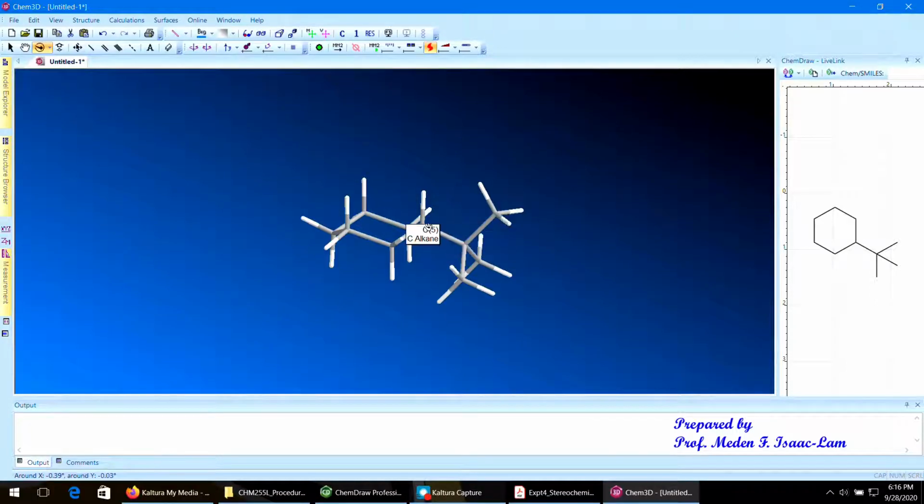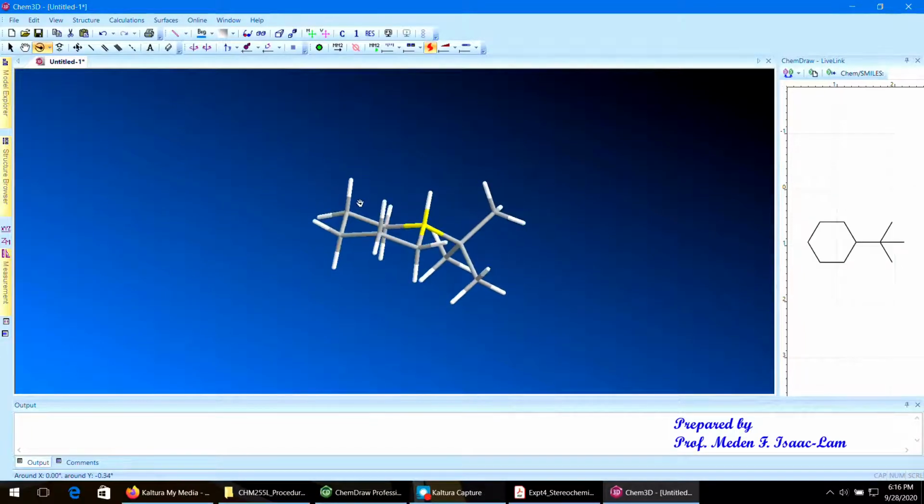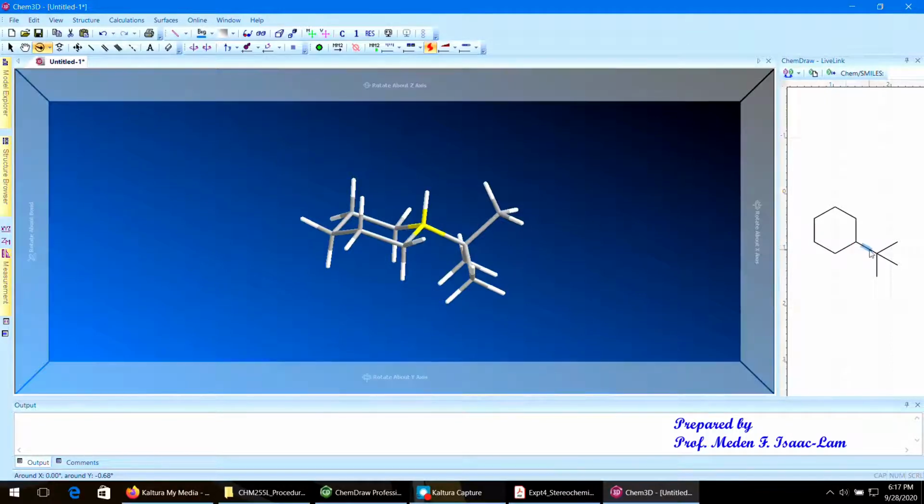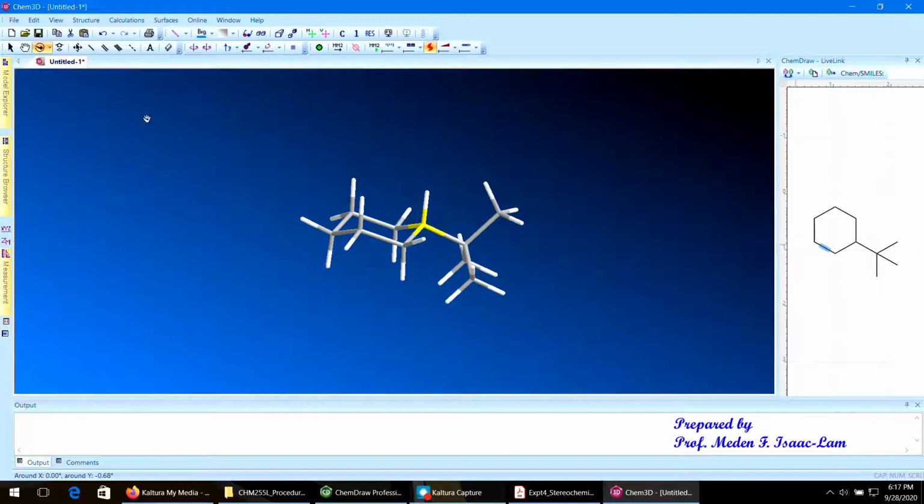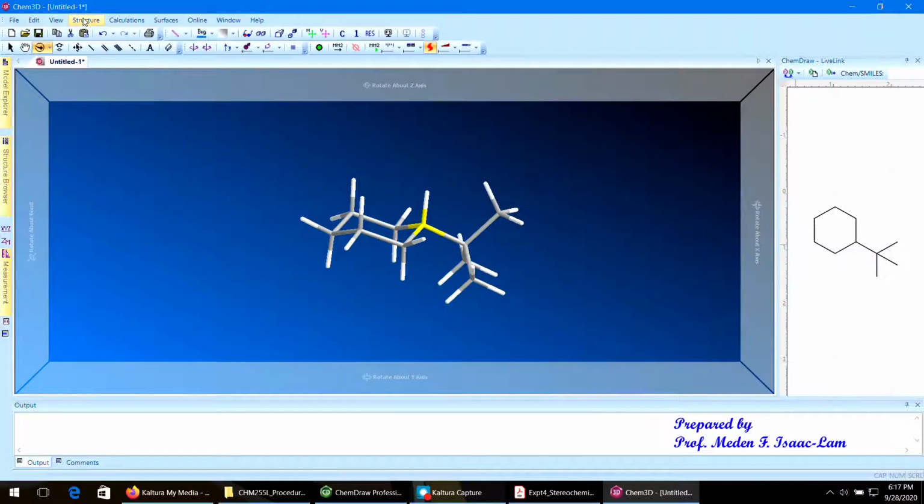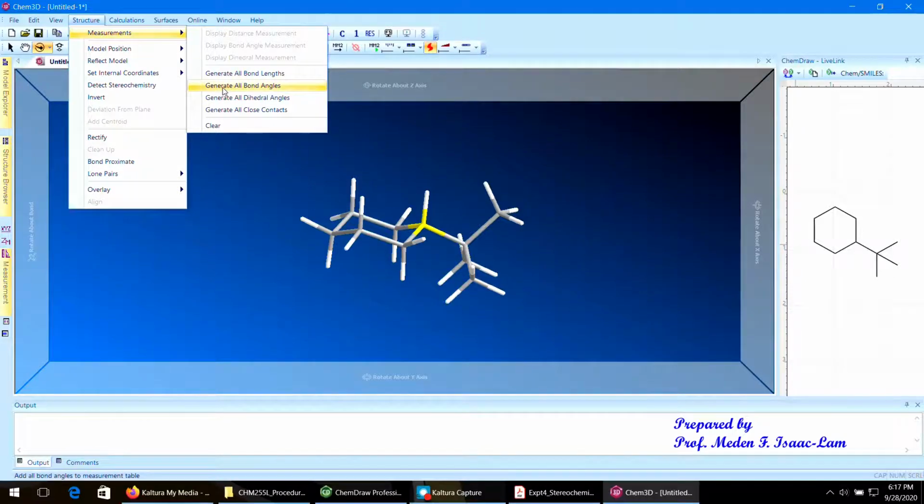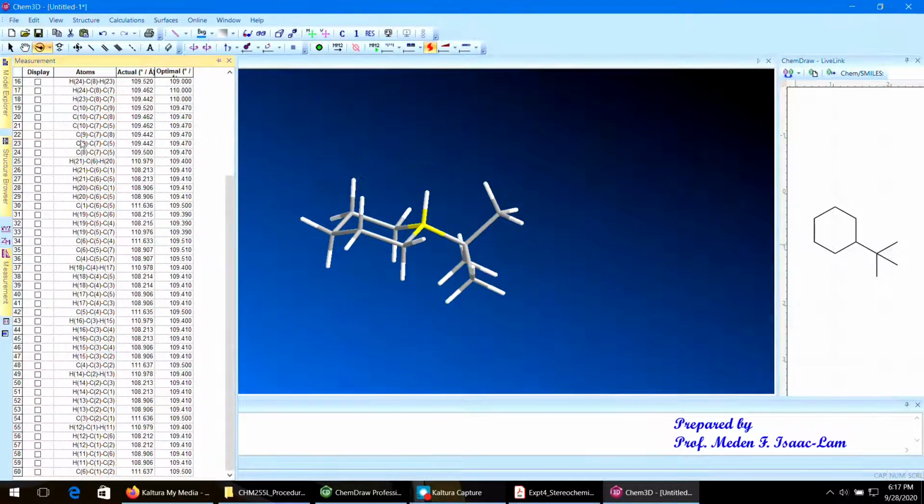So this is the bond on this carbon and the cyclohexane, and then on the third butyl, this carbon and any carbon here of the methyl. So now if I highlight this, okay, I highlighted this carbon. This is the cyclohexane carbon, which is this carbon over here. And now if I want to measure the bond angles, I will do again the structure tab and then measurements, and then I do generate all bond angles. So I have everything in here.